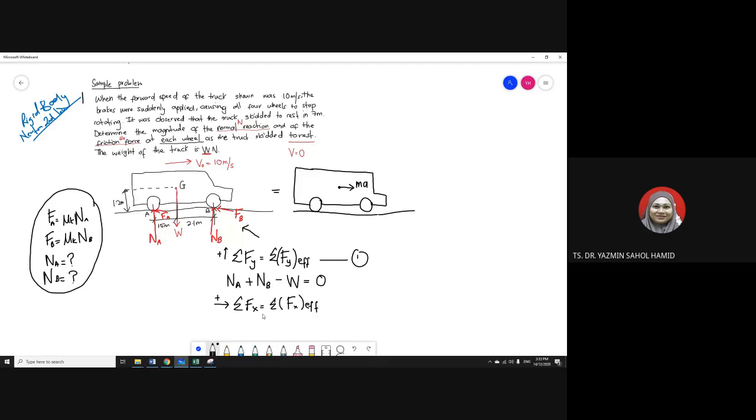Now, summation of forces Fx, what do you have? You have FB, you have FA, and you also have MA. Am I right? We're looking at this diagram. What is our FA and FB? Would it be positive or negative? Negative. Yes, it will be negative. But how about our MA?